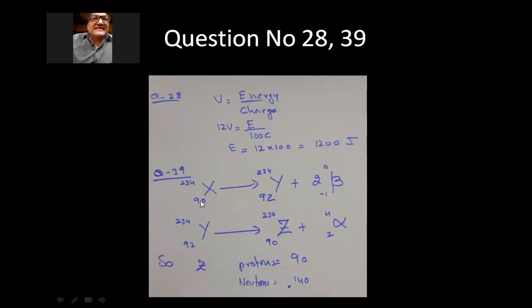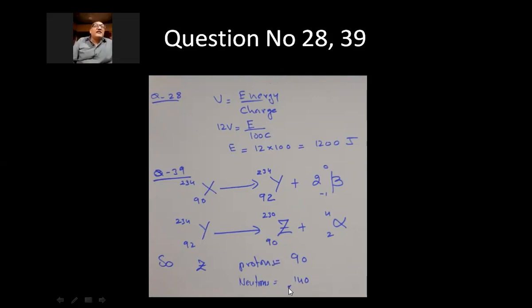So suppose X is the name of that parent nucleus, with 90 protons and mass number 234. When 2 beta particles are given out, whenever a beta particle is given out, the proton number increases by 1 and the mass number does not change. So because 2 beta particles are given out, the proton number will increase by 2 and the mass number will remain unchanged. Then an alpha particle is given out. When an alpha particle is given out, the proton number will decrease by 2 and the mass number will decrease by 4. So the final nucleus will be Z with mass number 230. So proton number is 90 and neutron number is 230 minus 90, and that will be 140.